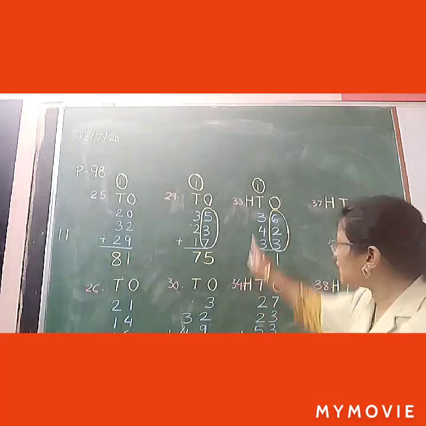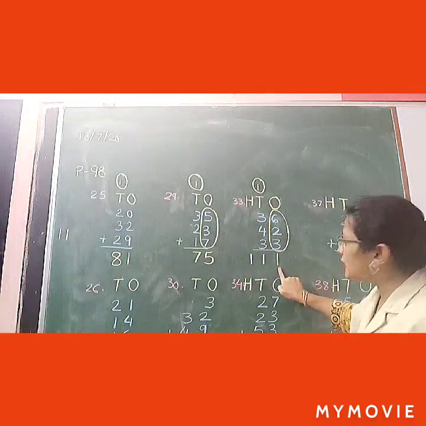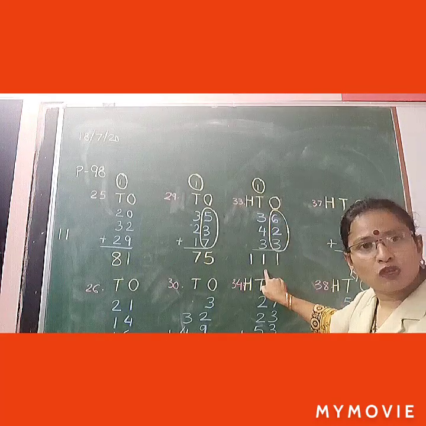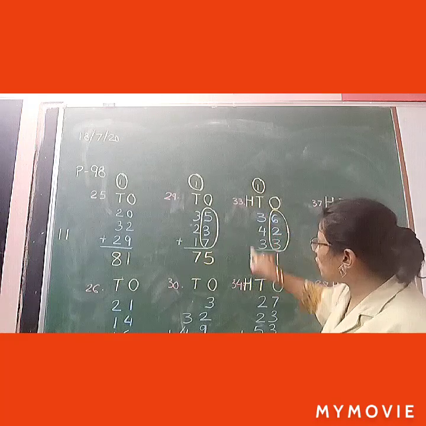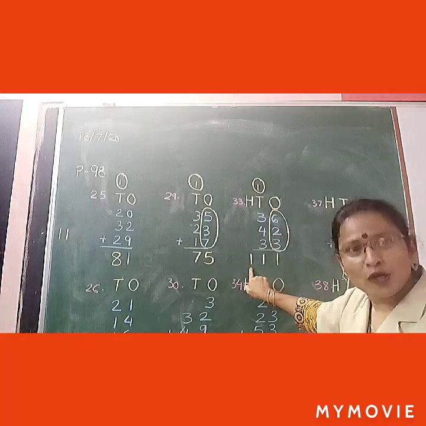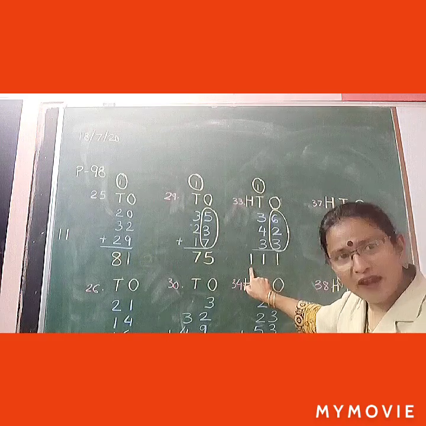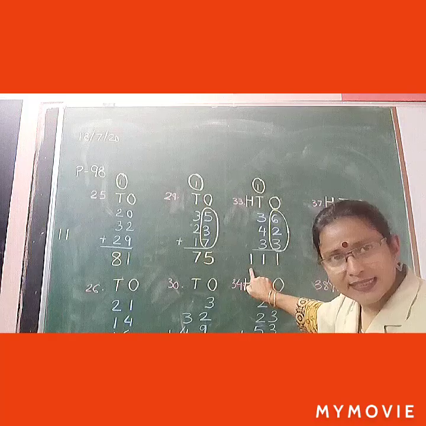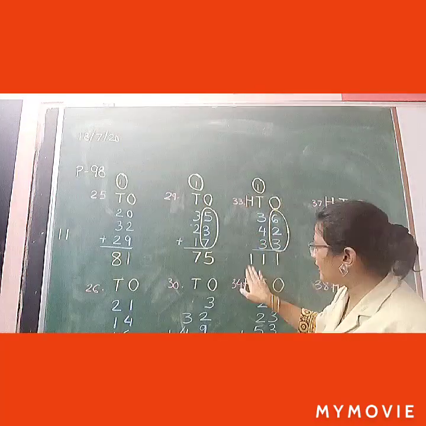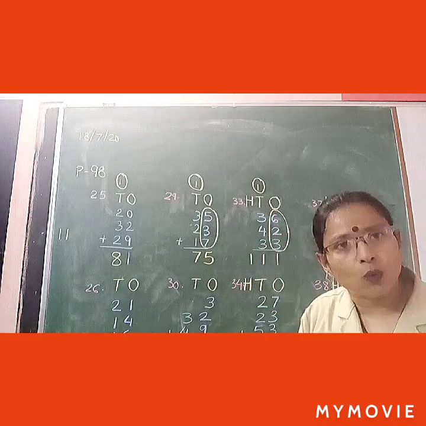But its place will be of hundreds place. This one belongs to ones place. This one belongs to tens place. This one belongs to hundreds place. You all know the place value, isn't it? According to place value, we have to write the digits. When there is no other number, you will write it here only, because we will consider it as 0.